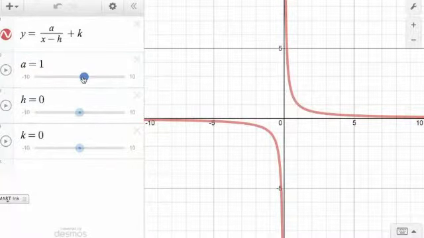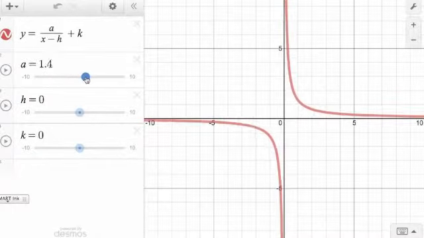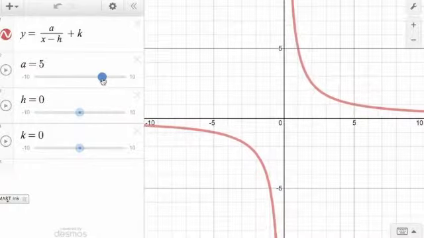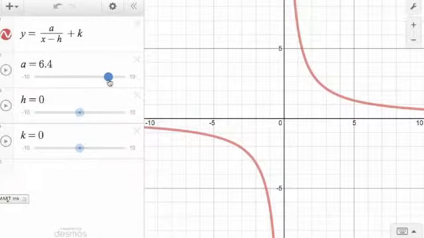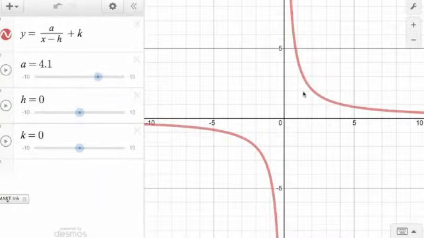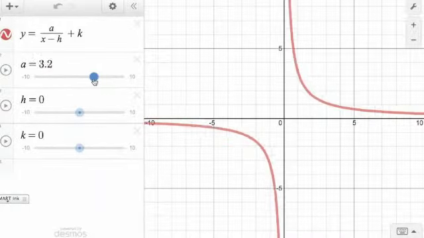Okay, now let's look at making the a larger. Let's go ahead and make it bigger here, and notice what's happening to the graph. As we make it larger, this is doing a vertical stretch. So this is stretching it up. It's taking these points and stretching them up.